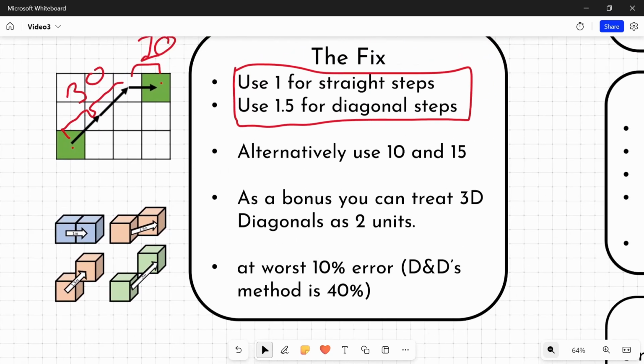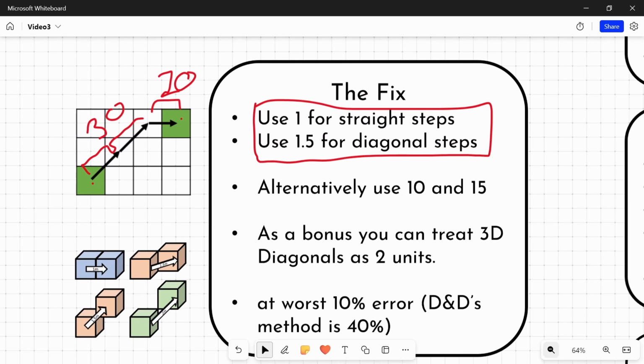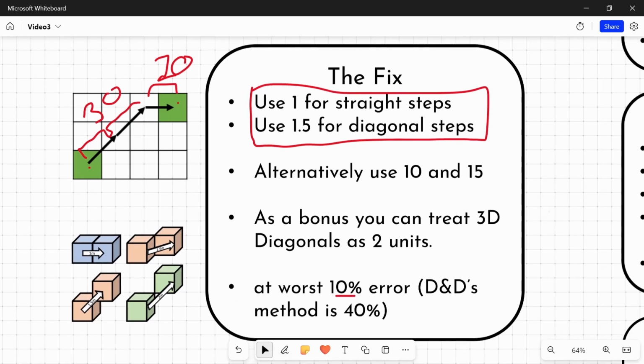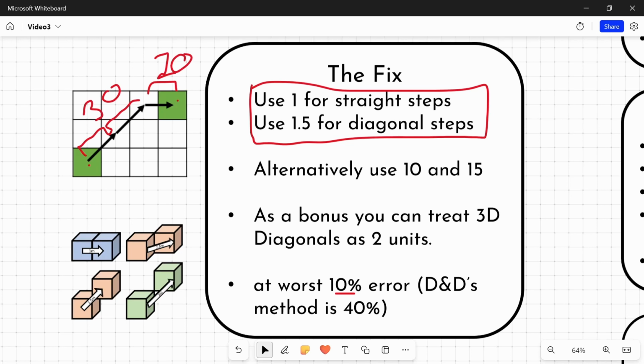And from a mathematical perspective, this is pretty close to reality. I have here that, at worst, it is 10% error from the real distance, which is pretty good going compared to D&D's method, which at worst has a 40% error in its diagonal measurements.